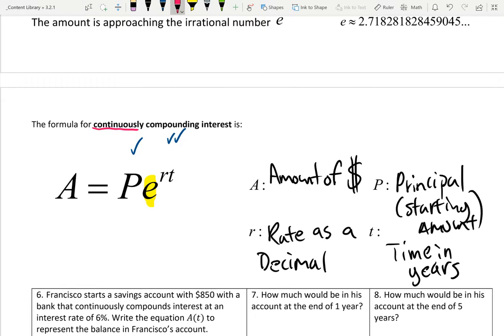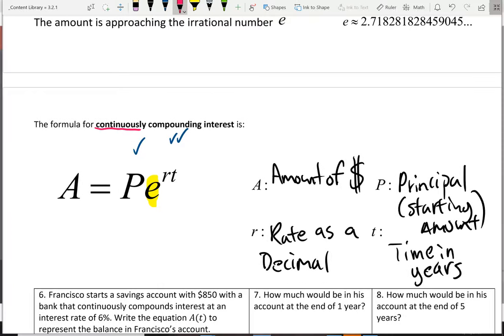Next time, we'll go ahead and look at a couple examples using this formula and remember it by using its name, PERT.